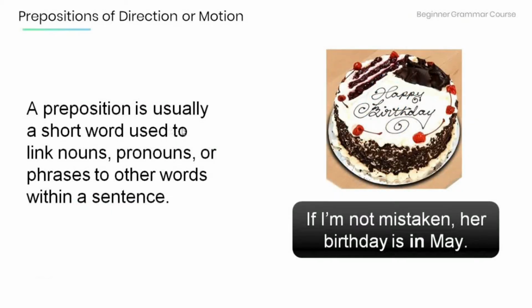Remember that a preposition is usually a short word used to link nouns, pronouns, or phrases to other words within a sentence. Have a look at the example below. If I'm not mistaken, her birthday is in May. Note that the preposition in the sentence is used to link the noun May to birthday, her birthday.